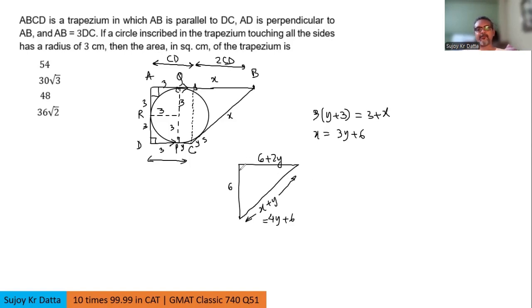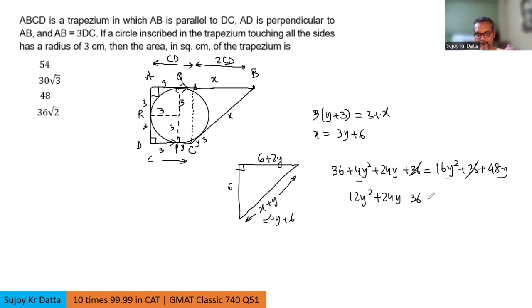And this is 6. So we'll apply the Pythagoras theorem. 6 plus 2y whole squared: 36 plus 4y squared plus 24y is equal to 16y squared plus 36 plus 48y. The 36 cancels, and we have 4y squared on that side. So 12y squared plus 24y minus 36 is 0. We cancel by 12: y squared plus 2y minus 3 is 0. So (y plus 3) times (y minus 1) is 0. So we get y as 1.